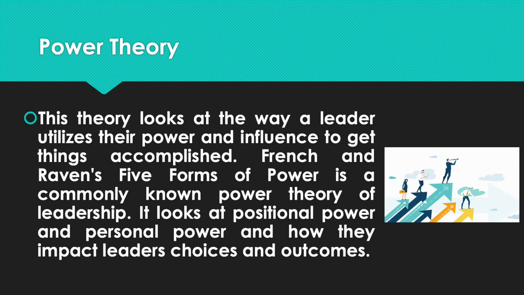Power theory. This theory looks at the way a leader utilizes their power and influence to get things accomplished. French and Raven's 5 forms of power is a commonly known power theory of leadership. It looks at positional power and personal power and how they impact leaders' choices and outcomes. This theory may appear to be highly effective. Leaders with great power may seem highly efficient and get things done quickly.